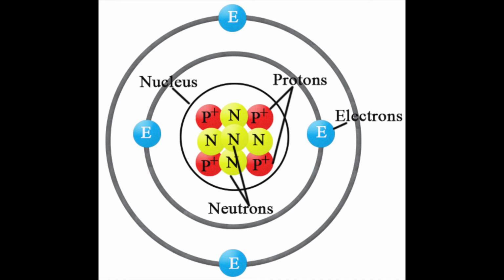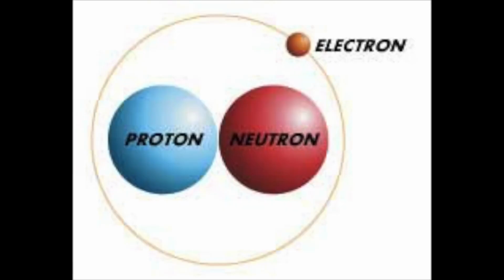Experiments conducted by the English scientist James Chadwick in 1932 led to the discovery of a third subatomic particle with no charge, the neutron. These subatomic particles are described in terms of their mass relative to each other, their electrical charge, and their location.